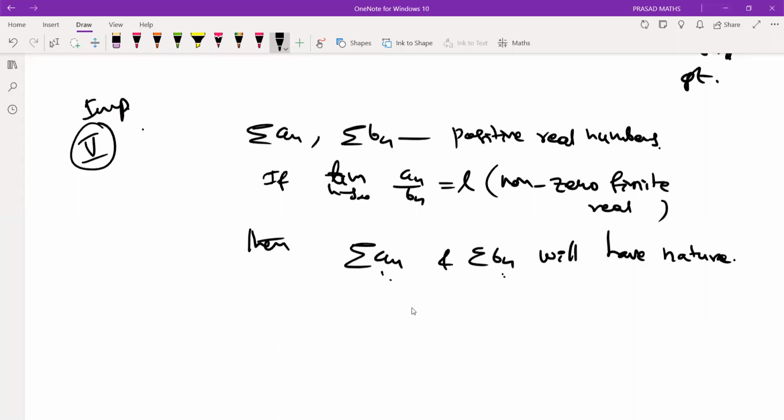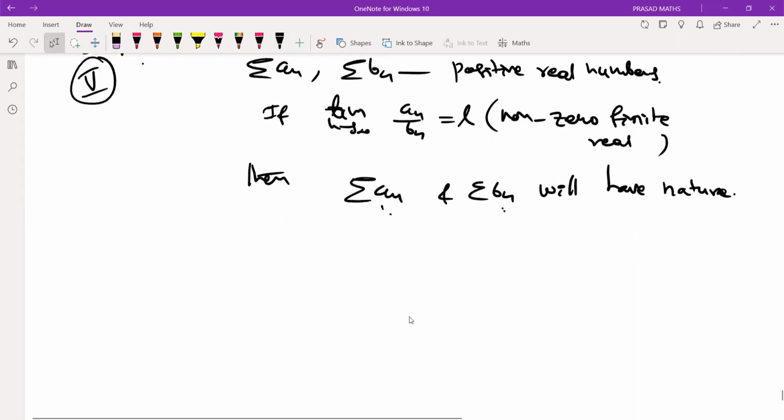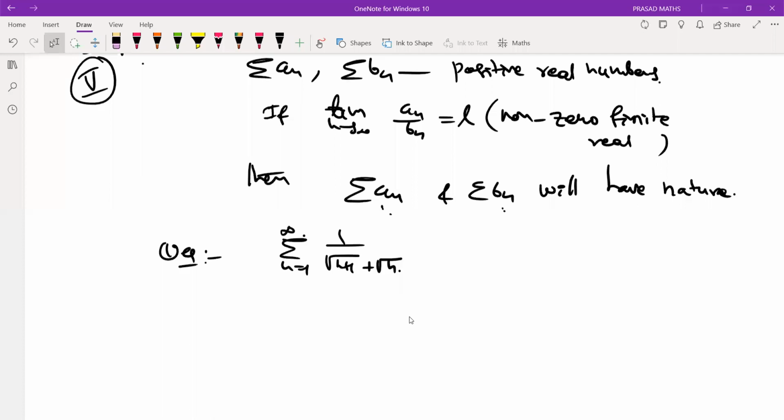This is a very, very important test. Most of the problems will be solved by using this technique or the condensation technique. So suppose you take summation n equals 1 to infinity of 1 by root of n plus 1 plus root n. Is it convergent or divergent? This is a positive term series, no doubt. Of course, an converges to 0.